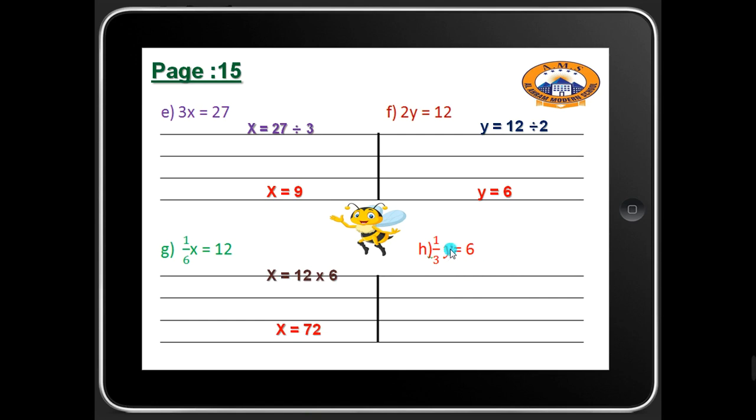Exercise number H. 1 over 3, 1/3 y. It means y divided by 3. So 3 here is divided in this part of the equation, so we move it to the other part. We will move 3 to the other part of the equation. So divided will change into multiply. 6 multiplied by 3, yes, y equals 18.